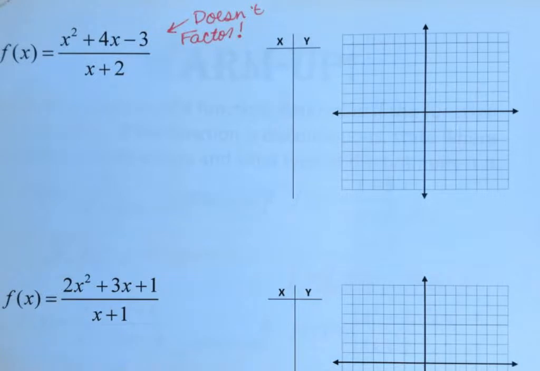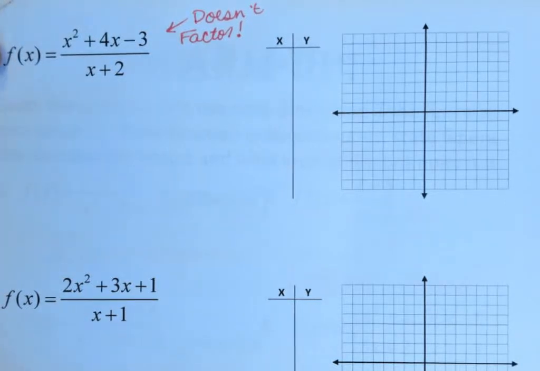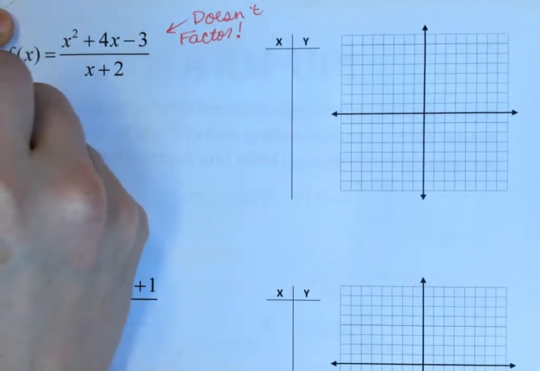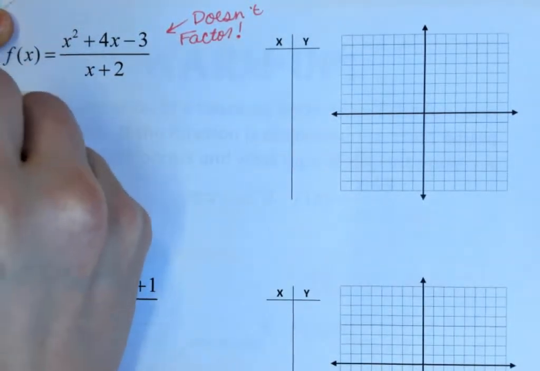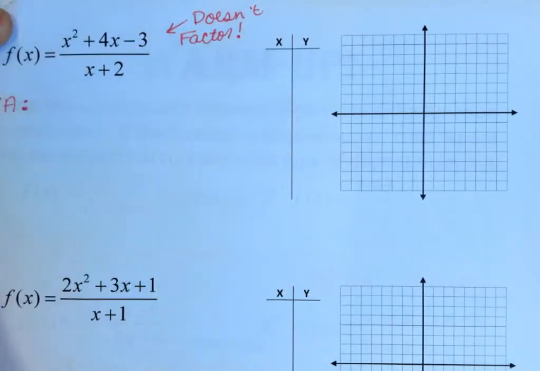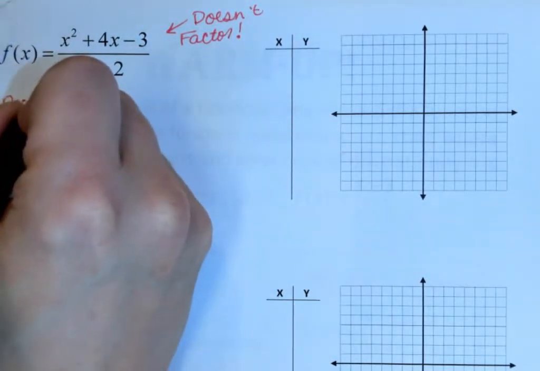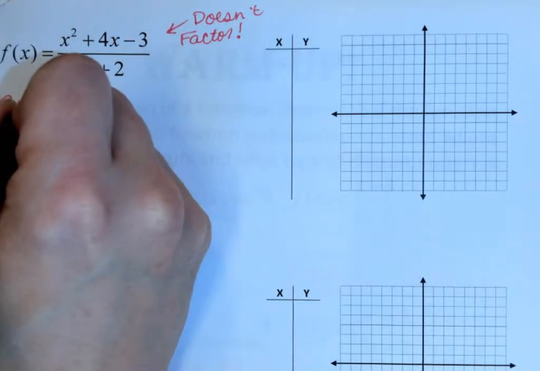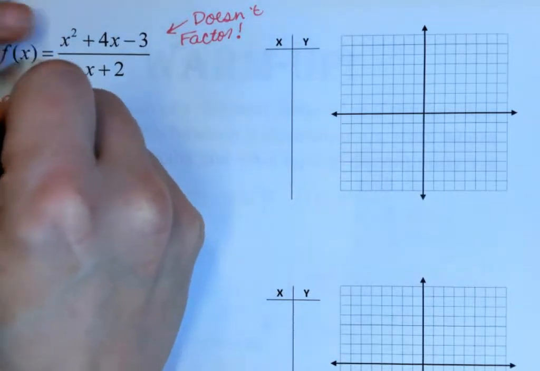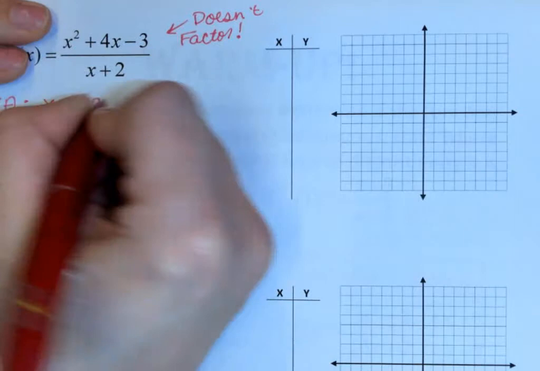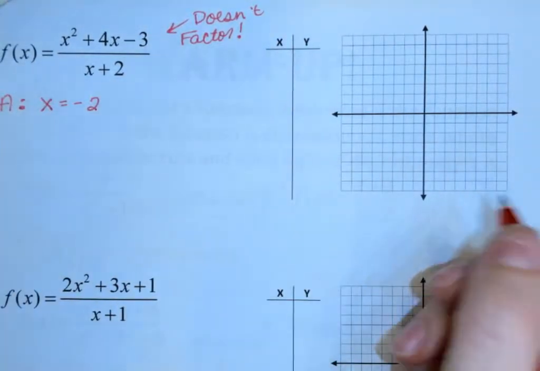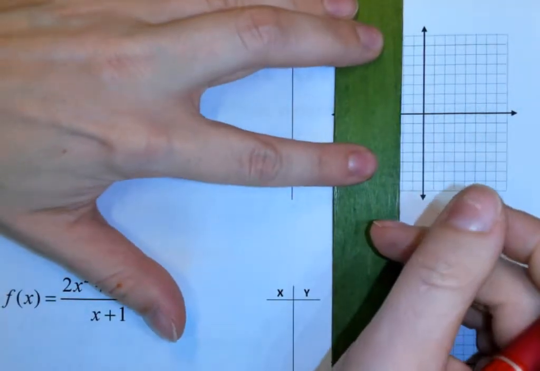Okay? So that does not factor. So what does this mean? What do I have? I have an asymptote. What kind? I have a vertical asymptote. Where is that? x equals -2. If you leave off that x equals, it's no longer a line, so it does make a big difference.